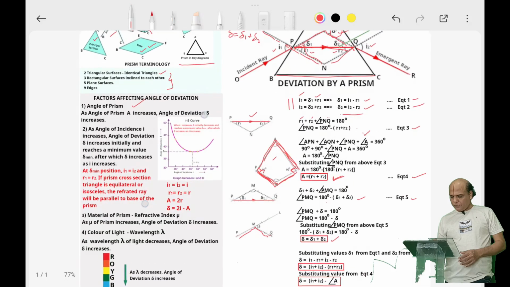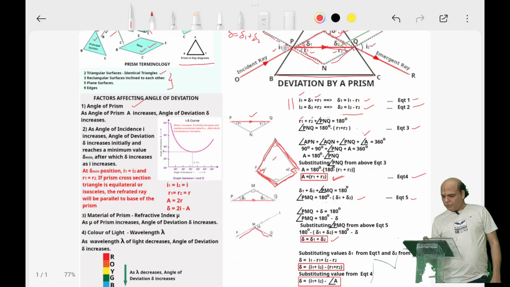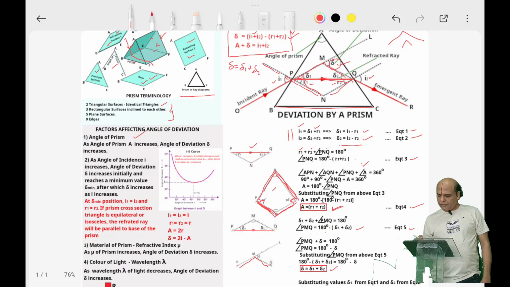Second, the angle of incidence. Suppose I go on increasing this angle of incidence. So how do we increase the angle of incidence?